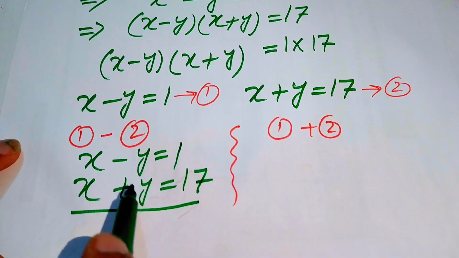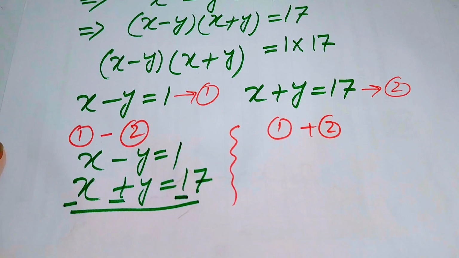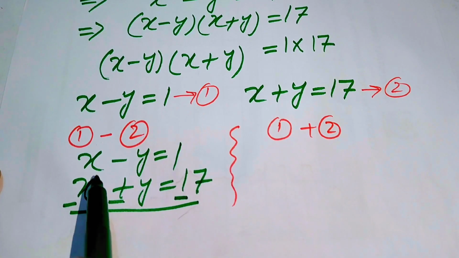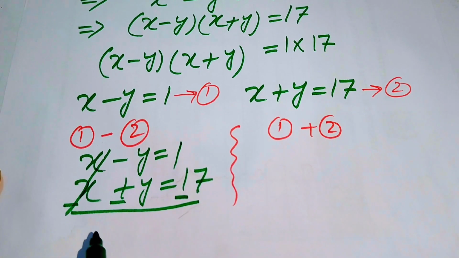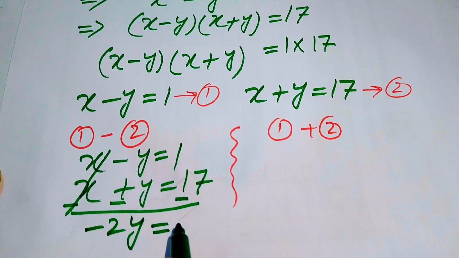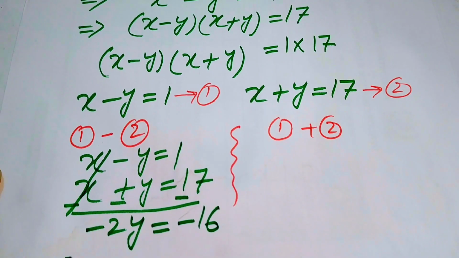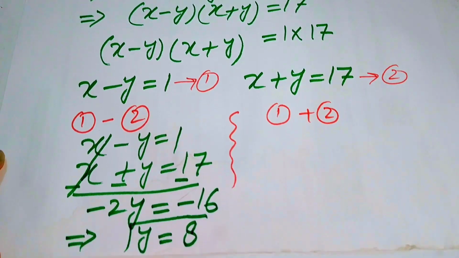Because here we subtract these two equations, it means that we just change the sign of one equation, and you see that this is positive and negative, so these are cancelled by each other, and we get minus 2 times y equals 1 minus 17, which equals minus 16. So this implies that y equals 8.